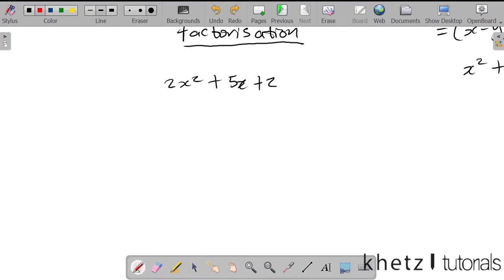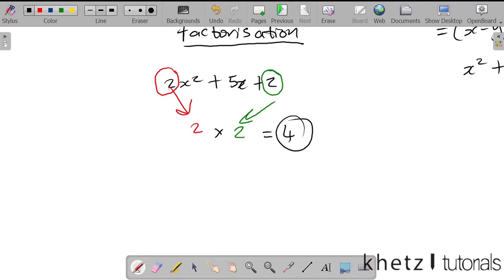So you basically start here and take whatever the coefficient of x squared is, then you're going to take the last part, which is always a constant. So you're going to multiply these two, 2 multiplied by 2 in this case, and the answer to that is 4. Now you have 4 over here and it's positive.